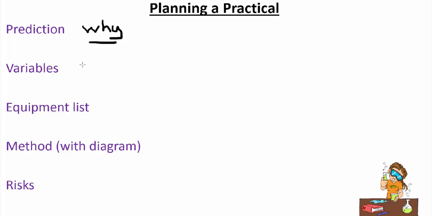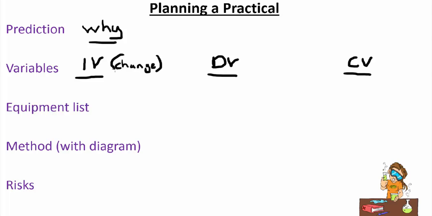With the variables, you need to make sure you've covered the three different types. So there is IV, the independent variable, DV, which is your dependent variable, and CV, which you might have more than one of, which will be your control variables. So your independent variable is the thing you are deliberately changing. The dependent variable is the thing that you are going to measure. And the control variables are everything you are going to keep the same to make your test fair.